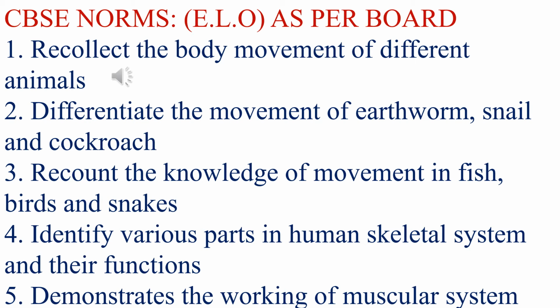Friends, the CBSE norms, that is the expected learning outcome as per the board. So here I have given how the children recollect the body movement of different animals and how they differentiate the movement of earthworm, snail and cockroach, and how they recount the knowledge of movement in fish, birds and snakes, and how they identify various parts in human skeletal system and their functions, and finally how they will demonstrate the working of the muscular system. So these are the norms usually we use to write in the lesson plan, friends.